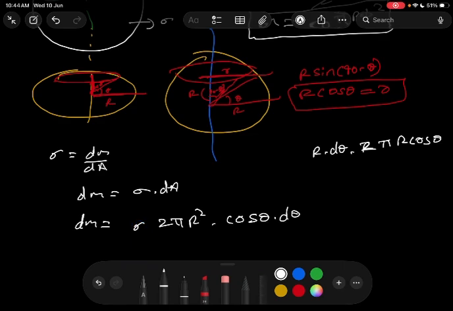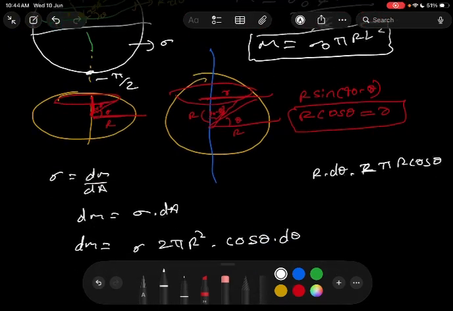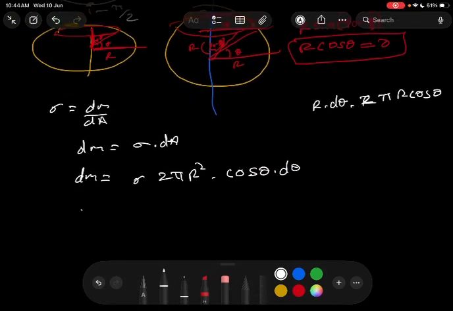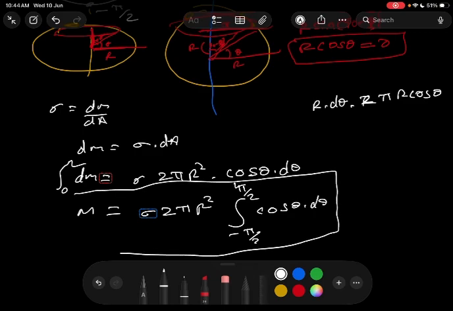The function is theta, guys. So from where to where do we integrate? This is negative pi by 2. This is positive pi by 2. That's where we have to integrate. So integrating from 0 to total mass, which is m, equals sigma 2 pi r square times the integral from negative pi by 2 to pi by 2 of cos theta into d theta. That's it. Just integrate, guys. This is how we do these type of questions.